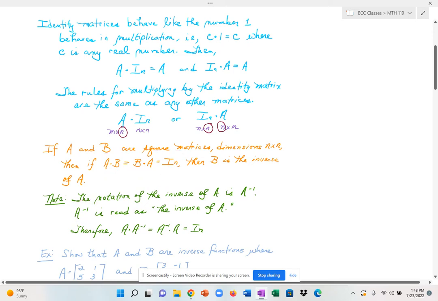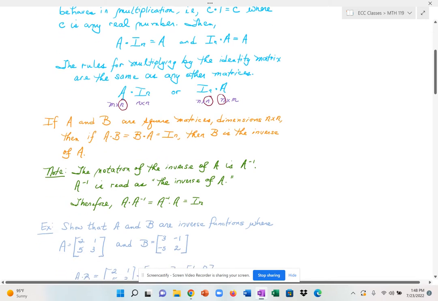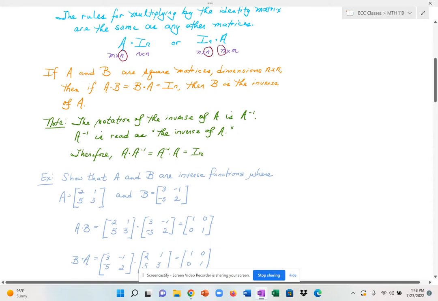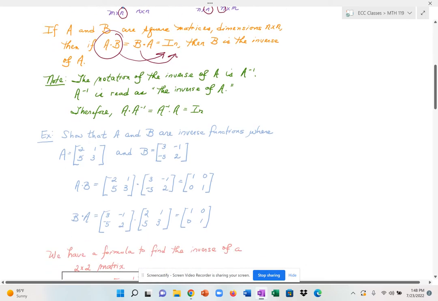Okay. Show that A and B are inverse matrices, where A is the 2 by 2 matrix 2, 1, 5, 3, and B is the 2 by 2 matrix 3, negative 1, negative 5, 2. So what I'm going to do is check, is A times B equal to I sub 2? Or you could do, is B times A equal to I sub 2? I did it both ways, but you only have to check it once.